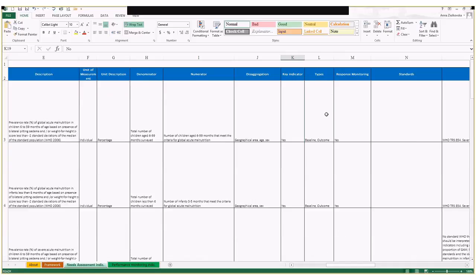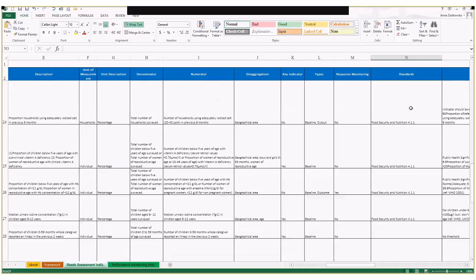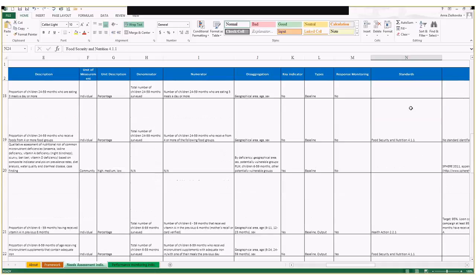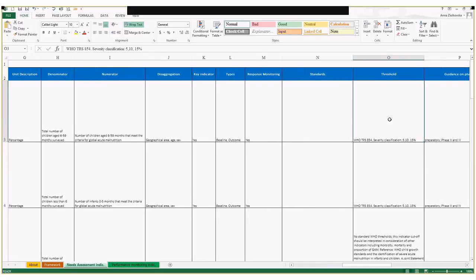Then you have type of indicator, which is basically whether it's a baseline, output, outcome, or impact indicator. Response monitoring, whether you can do response monitoring with this indicator. Then standards, if applicable, it's not always, but for example, you have Sphere standards and WHO standards, and they are referenced here. Threshold. For GAM, you would have the WHO severity classification, which classifies GAM as less than 5%, 5 to 10, 10 to 15, and more than 15%. So if this threshold exists, however, sometimes it doesn't.